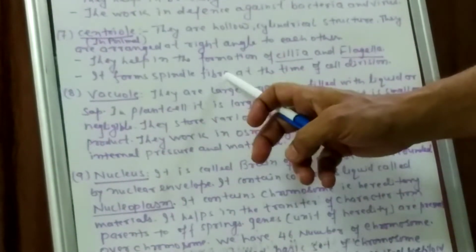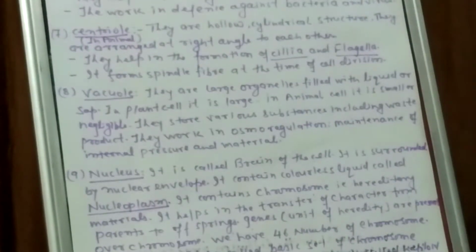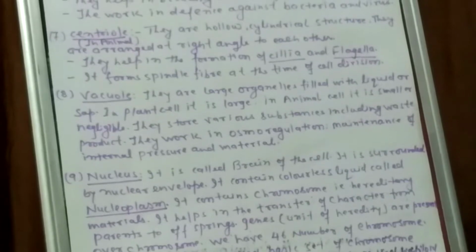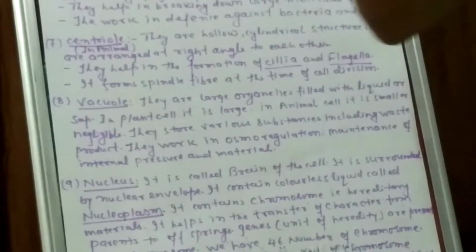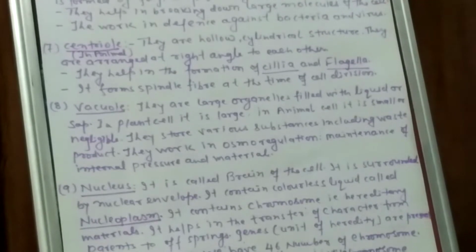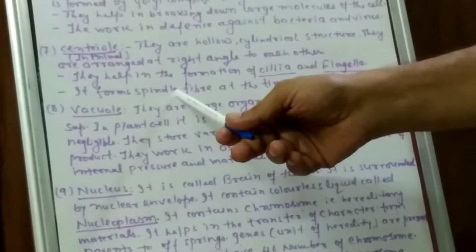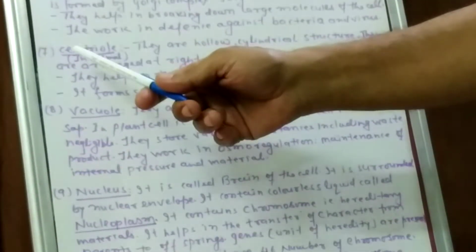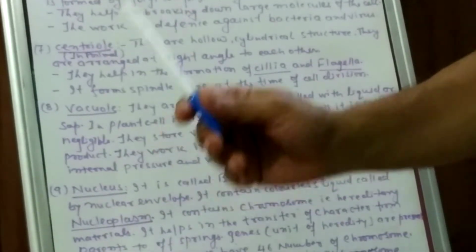It forms spindle fibers at the time of cell division. Spindle fiber is a proteinaceous substance which is attached to the centromere of the chromosomes, and it helps to separate the chromosomes at the time of cell division so that an equal number of chromosomes can be transferred from parent cells to their daughter cells. So the centriole helps in the formation of the spindle, and it is present in animal cells.